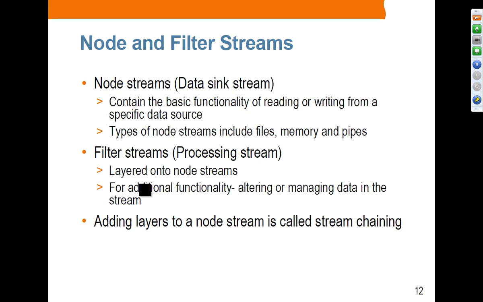All right, so adding layers to a node stream is called stream chaining. When you have some input and output stream from node streams, you apply or wrap or lay filter streams on top of them, and that's called stream chaining. So we'll see an example in a second.